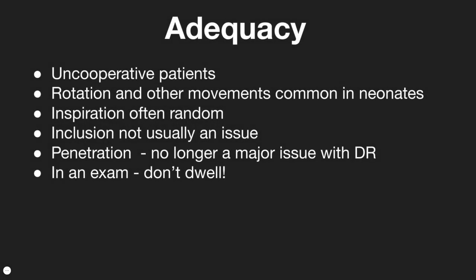I won't dwell on adequacy as it's covered extensively elsewhere. The easiest way to assess is to be systematic, starting with rotation, followed by inspiration, inclusion, and penetration, or RIIP. Adequacy is typically an issue in the very young and sick. Rotation and movement is common in peds, and the degree of inspiratory effort is often random, so making an assumption about the degree of hyperinflation is very difficult.